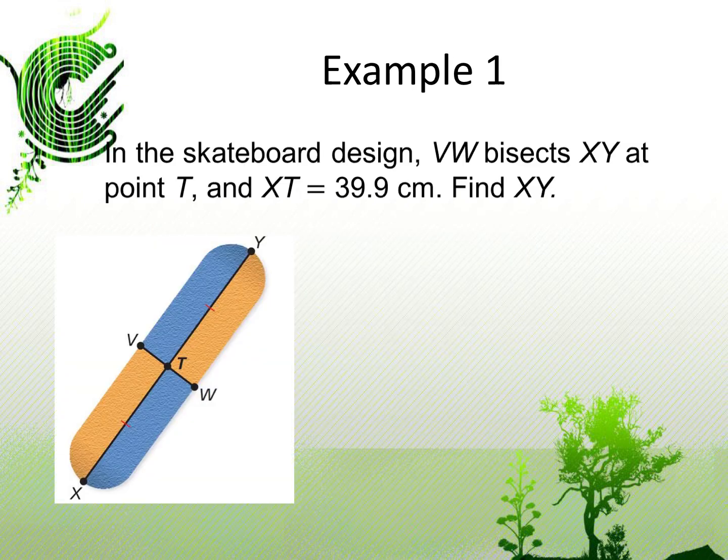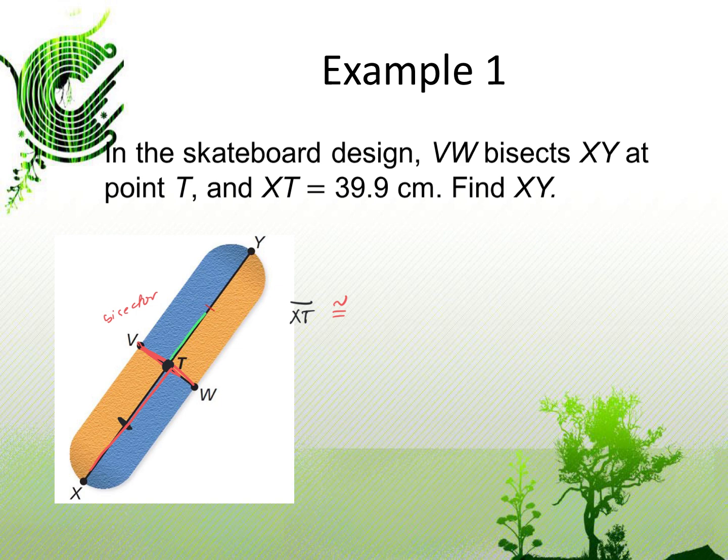So here's an example. In the skateboard design, VW bisects XY at point T. So this is the bisector, okay? And so VW right here bisects XY at point T. So that means that point T is going to be the midpoint of segment XY. And if I know that it bisects XY, I know that XT, this piece here on the left, is going to be congruent to the piece on the right.